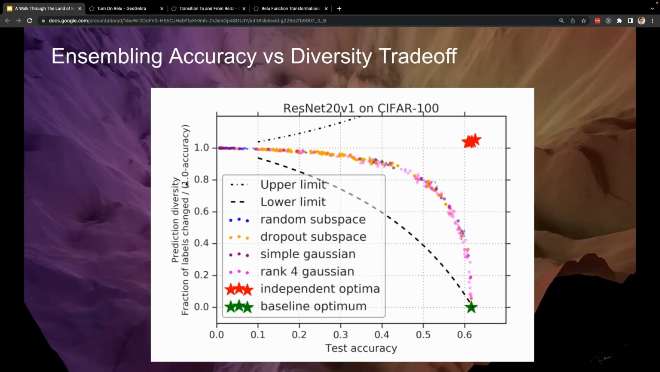So 1 minus accuracy is the number of things it got wrong, essentially. And this is the fraction of those that they disagree on. Let's say it had 90% accuracy. So this is going to be 0.1. And then this is going to be the fraction of the labels that they disagree on. So if it's 0.1 divided by 0.1, that would be 100% disagreement. Does that make sense? Or diversity.